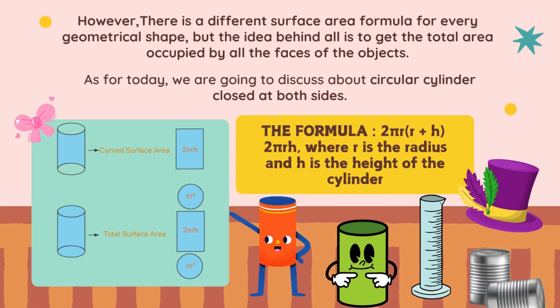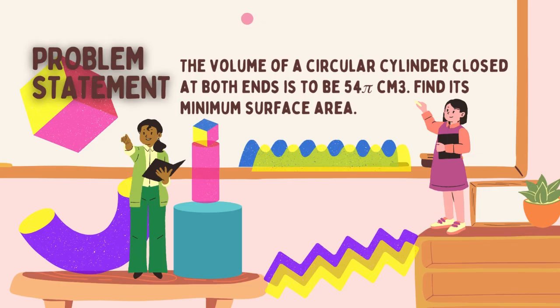As for today, we are going to discuss a circular cylinder closed at both sides, and the formula is 2πr(r + h), where r is the radius and h is the height of the cylinder. Okay, next we are going to look at the problem statement.